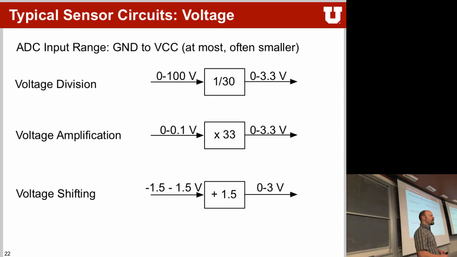One of the biggest problems that you will always face with sensors is that the range that they give out is most likely not what your ADC is able to sample. So there are different techniques to deal with that. You can do voltage division. You can do voltage amplification if the signals are too small. Or you can do a voltage shift. For example, if your range is from minus 1.5 to 1.5 volts, you can add plus 1.5 volts and bam, get it into the range of 0 to 3 volts, which is a very typical ADC range in embedded systems.